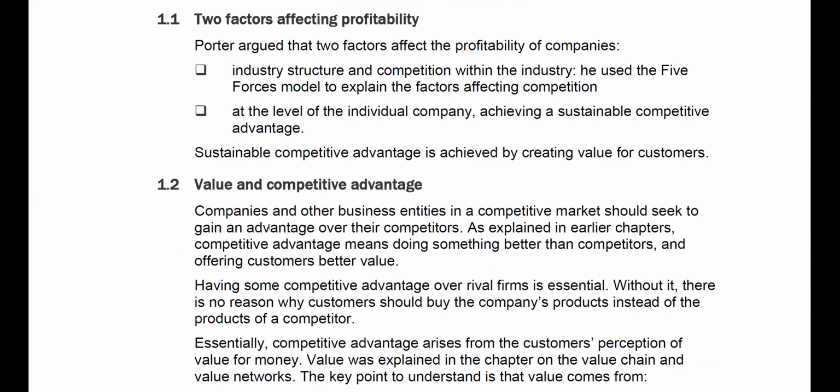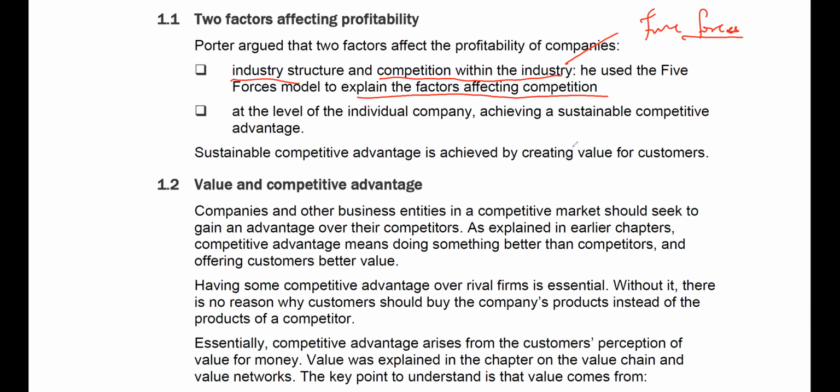Now, there are 2 factors that affect how you gain competitive advantage, right? It starts with what? Your industry structure and the competition within the industry. So this is influenced by the 5 forces, right? We said Porter used the 5 forces model to explain factors that affect competition. And anytime you're assessing competitive advantage, you must know your strategic position first, know where you are. How is your competition like? How is your environment like? And how can you use the opportunities and threats there to gain a competitive advantage, right?